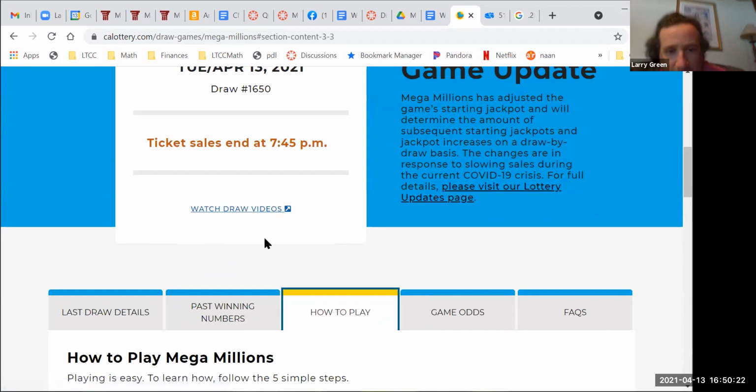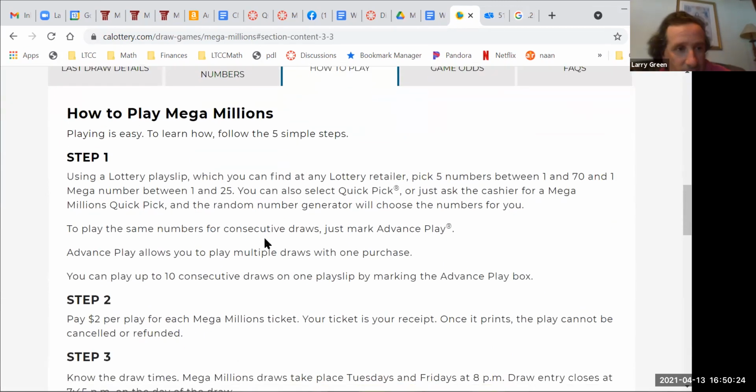And if you hit how to play, there's 5 steps, but really the first step is all we need. And that is using the lottery play slips. You can find them at any lottery retailer, okay? I bought it at the gas station nearby. Pick 5 numbers between 1 and 70 and 1 mega number between 1 and 25. Okay? So that's what we need to know.